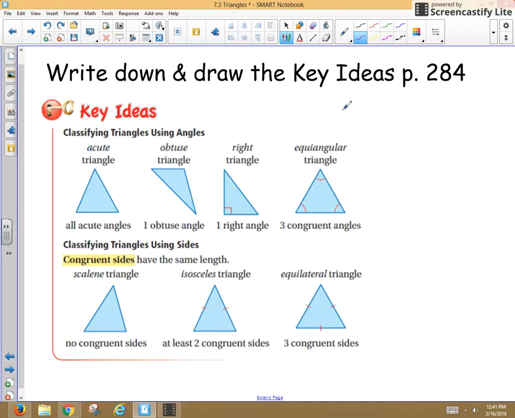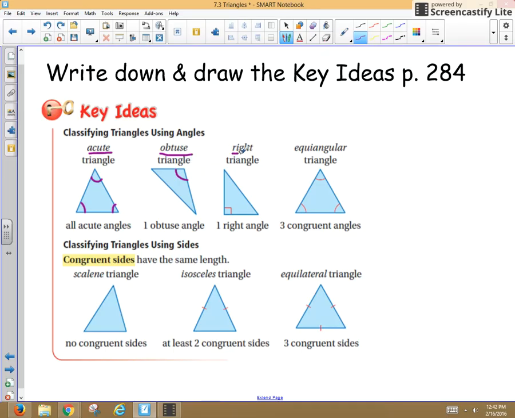to copy this down. Our first key idea is classifying triangles using angles. In this first triangle, you will see that this is called an acute triangle, and the reason why is because every angle is less than 90 degrees. The second triangle is an obtuse triangle, and the reason why is because we have one large angle that is greater than 90 degrees here. So if we have one angle that is greater than 90 degrees, it's called an obtuse triangle.